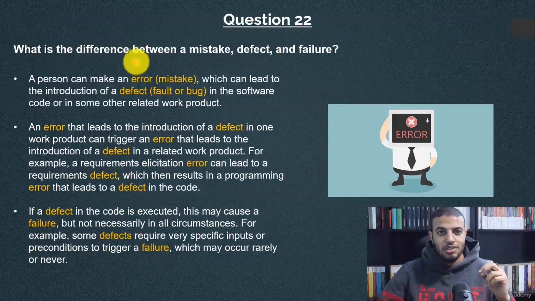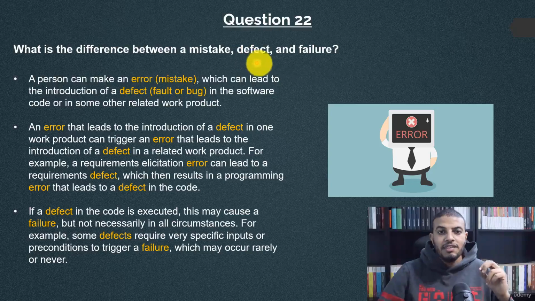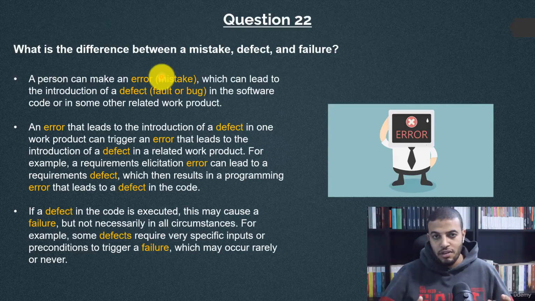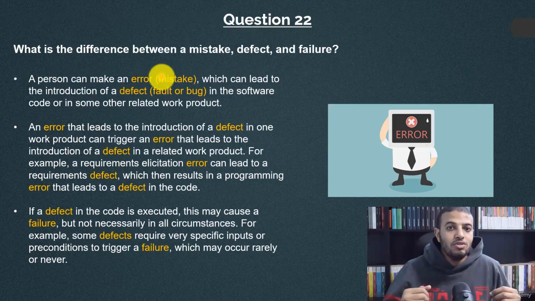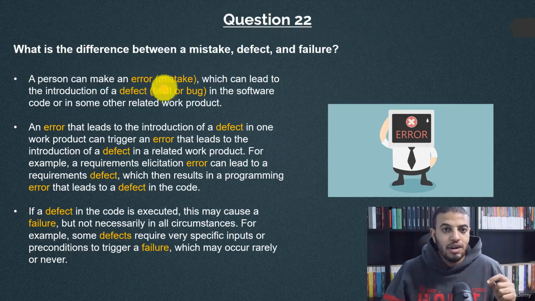Let's see the next question, which says, what is the difference between a mistake, a defect, and a failure? So the person can make an error or mistake. So the developer, for example, is writing his code. While he is writing this code, he might implement a functionality in a wrong way. Also, the product owner might write a wrong requirement. He might also write a wrong acceptance criteria for a user story. So this is considered as an error or a mistake.